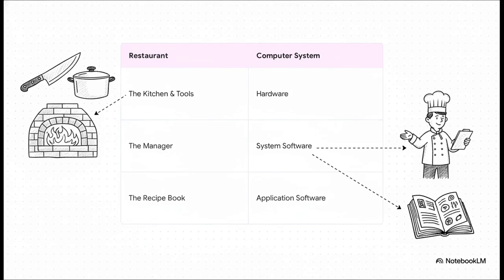And check out how perfectly this all fits together. In our restaurant, the physical kitchen, the ovens, the knives, well, that's your computer's hardware. And the restaurant manager, the person making sure the whole operation runs without a hitch, that's the system software, like your operating system. And that brings us to the recipe book, the book filled with step-by-step instructions for every single dish. That's our main event for today, application software.